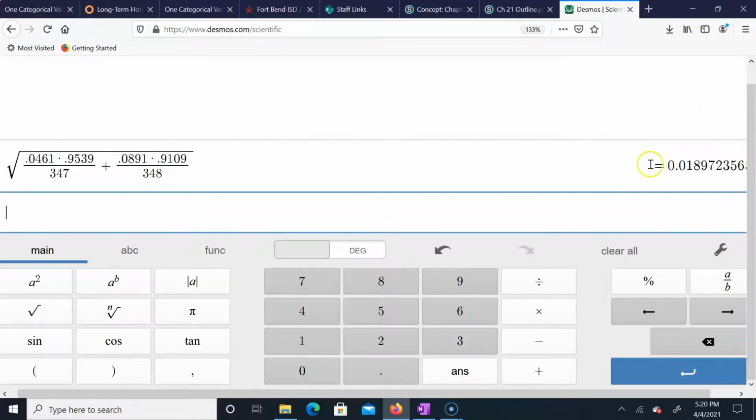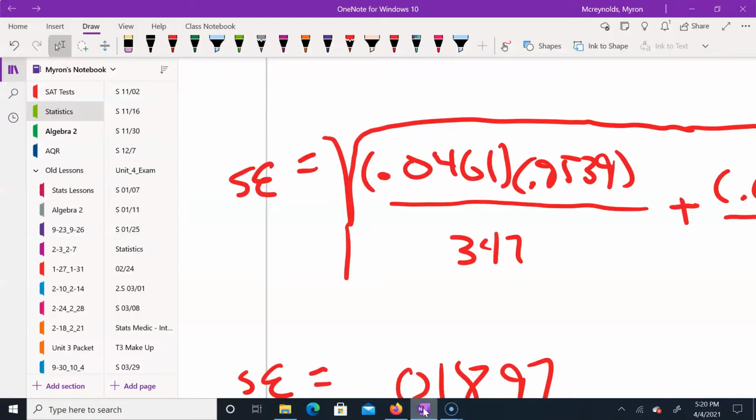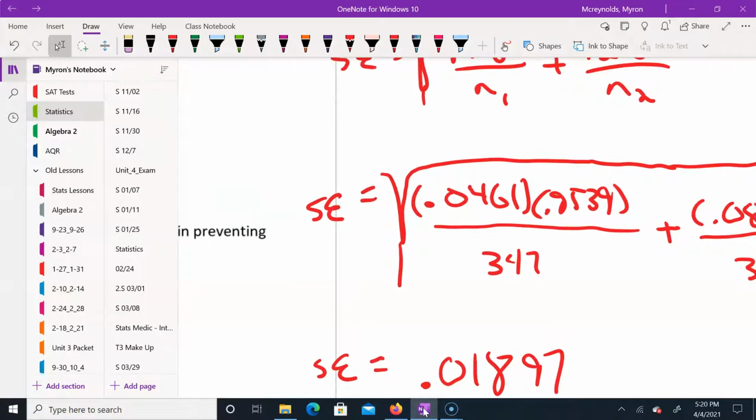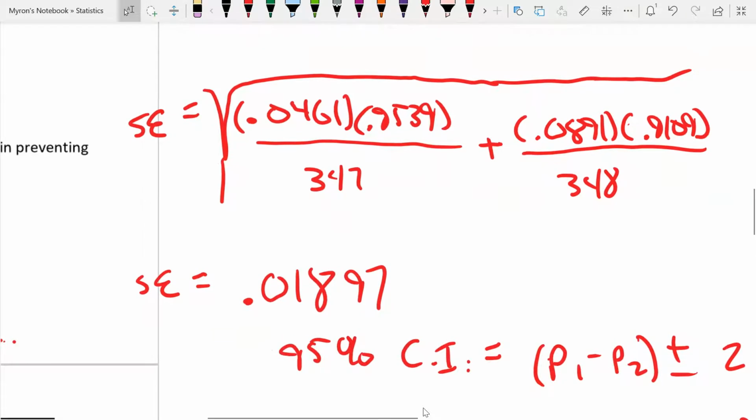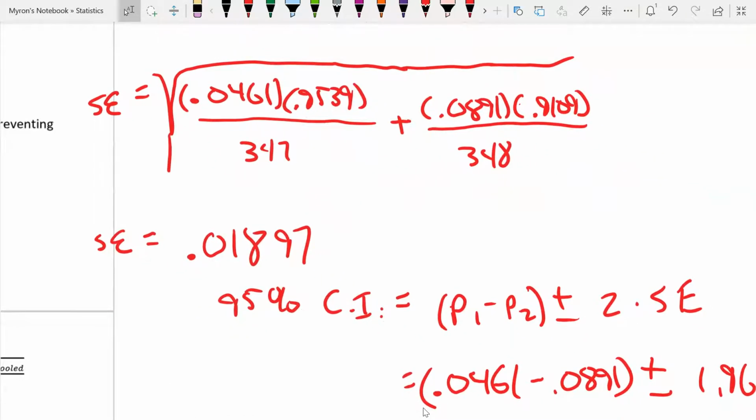The 0.01897 is what I got. 0.01897 is my standard error. So I calculated my standard error using that formula. And then I calculated my confidence interval.